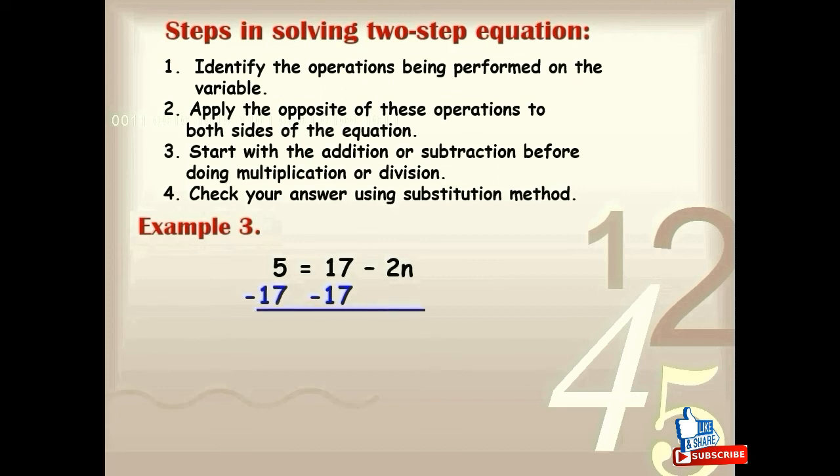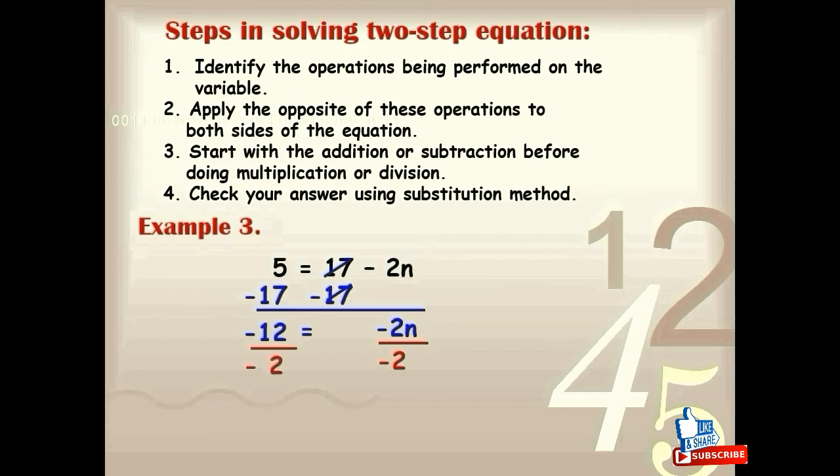Let us simplify. Now, positive 17 plus negative 17, or simply 17 minus 17, is 0. Therefore, we can simply cancel both of them. Bring down negative 2n. Now, positive 5 plus negative 17, or simply 5 minus 17, is equals to negative 12. Next step, since we are multiplying our variable by negative 2, we're going to divide it by negative 2. Of course, we will also divide the other side by negative 2 to keep our equation balanced.